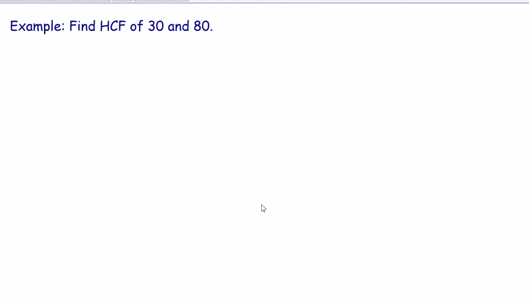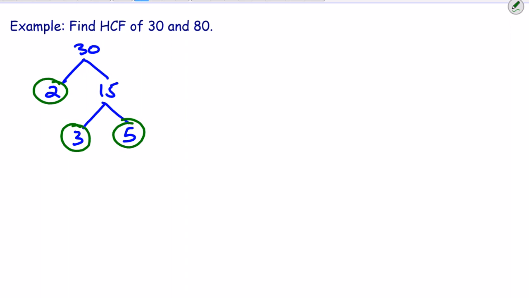Here is another example. Find the highest common factor of 30 and 80. So I'll start with factor trees. Start with 30 on the left. 30 is 2 multiplied by 15. 15 is 3 multiplied by 5. All these guys here are prime numbers. So I can say that 30 is equal to 2 multiplied by 3 multiplied by 5.